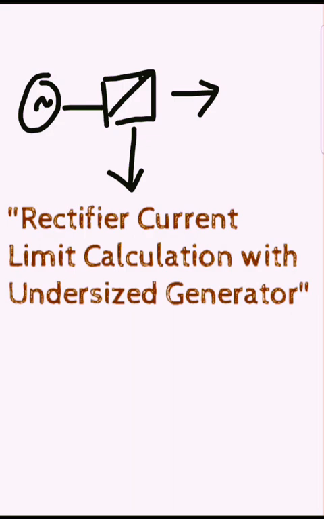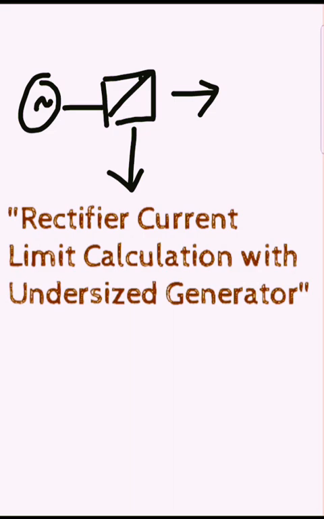The rectifier's capacity is greater than the generator capacity. And if we peradventure load this rectifier to 90%, being that the rectifier is greater than the generator, it will cause an overload on the generator, and this is what we don't want.